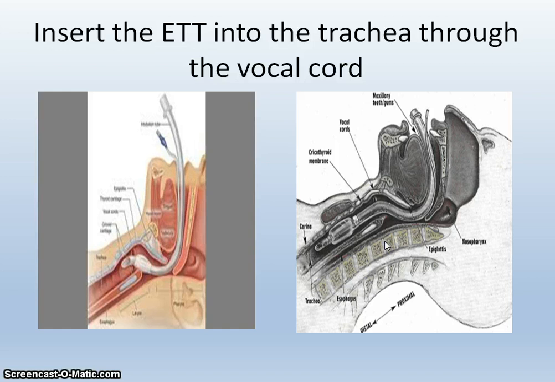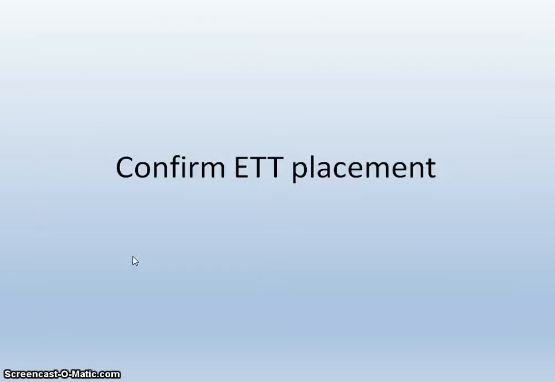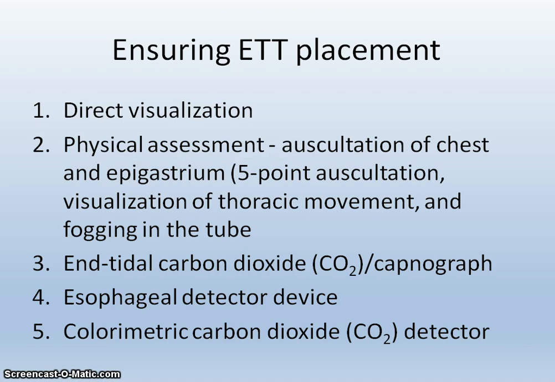Once you have seen the opening of the trachea or the vocal cord, the endotracheal tube or ETT will be slipped in. We have to slip it in through the mouth and into the opening of the vocal cord. Once the endotracheal tube has been put in, we need to confirm the placement of the ETT.